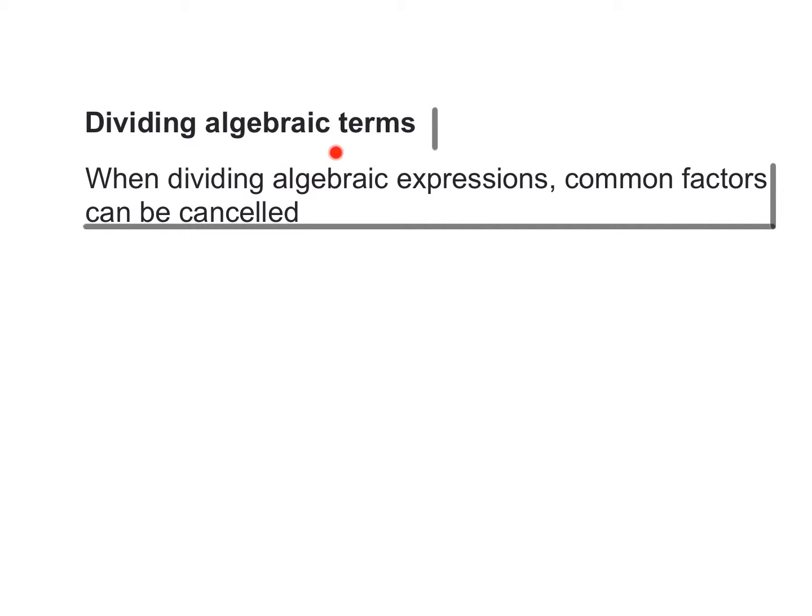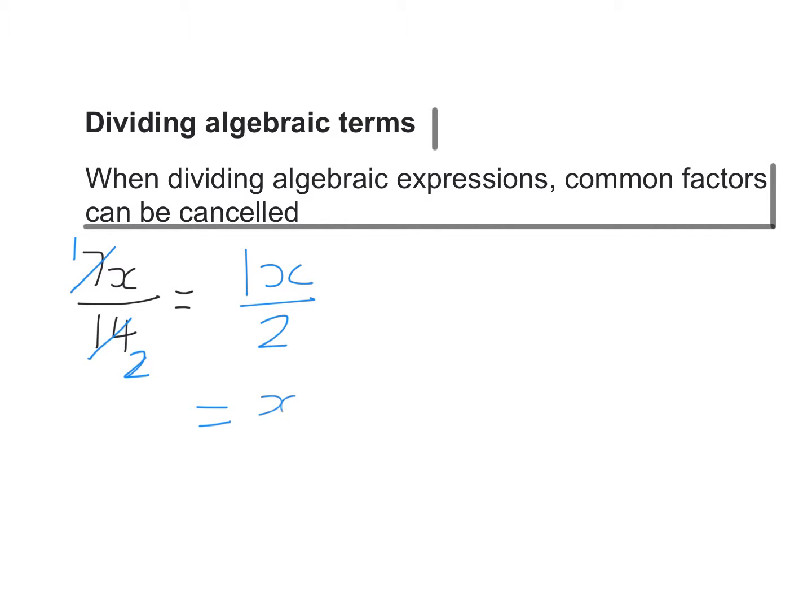Alright, let's have a look at dividing algebraic terms. When dividing algebraic expressions, we can first of all cancel out our common factors. So for example, in this equation over here, we have 7x over 14, and we can simplify that first of all by saying 7 goes into 7 once and 7 goes into 14 twice. What have we got left? We've got 1x over 2, and we can simplify 1x to just x, and our denominator remains 2, so that will be the solution.